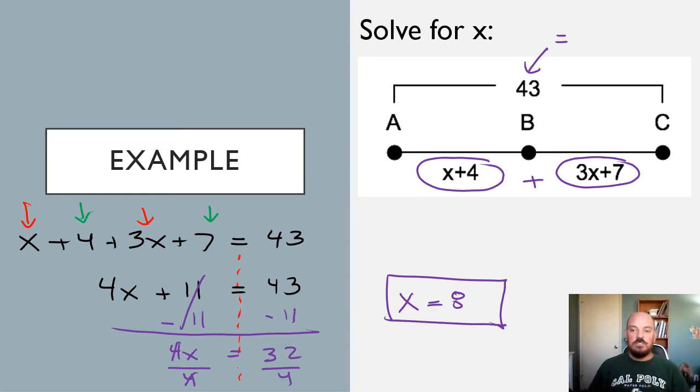There were two steps to this type of problem. Number one, use the postulate to set up the equation. You had to look at the picture and realize that x plus 4 plus 3x plus 7 equals 43. Then you write that down and you have the solving part. So it's almost like two separate questions. You have to know the postulates and the theorems to set up an equation, but you also have to know how to solve the equation.